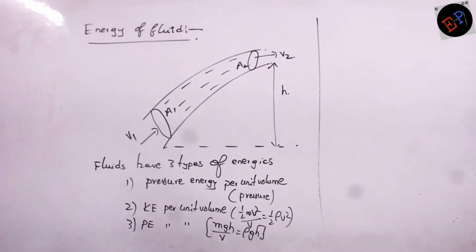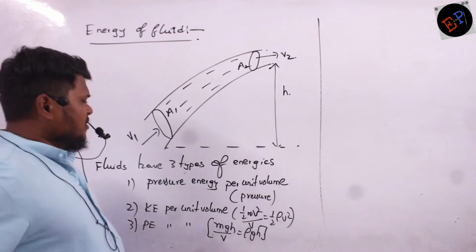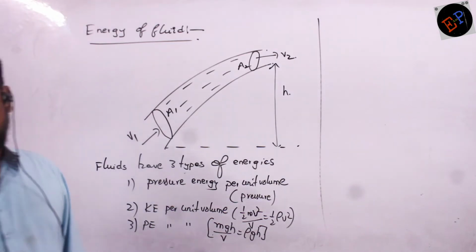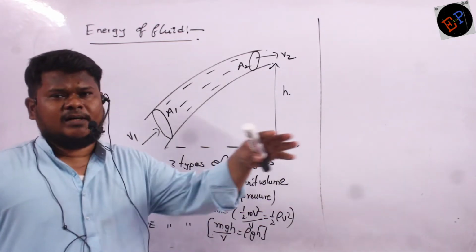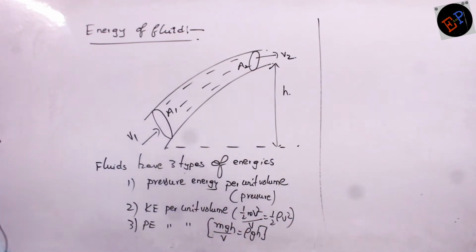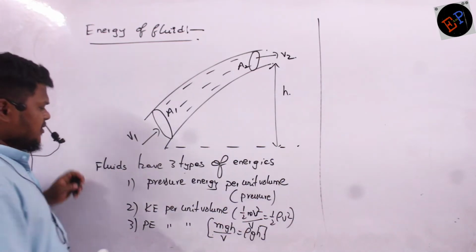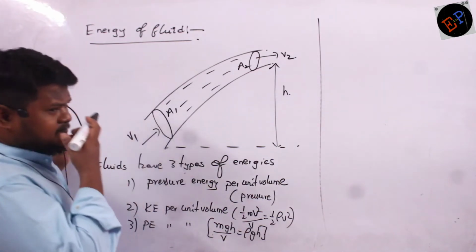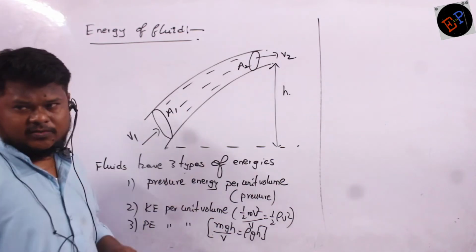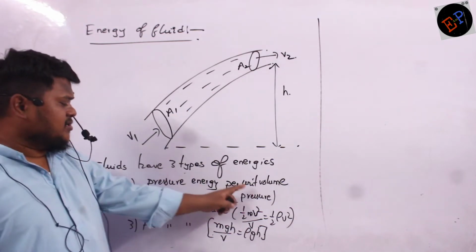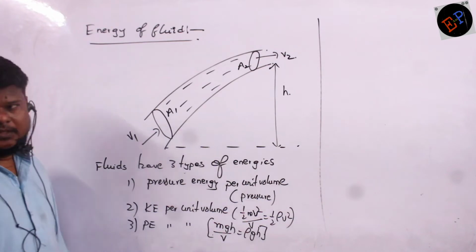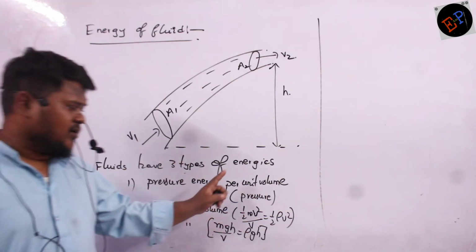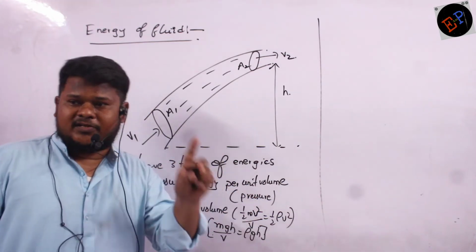Okay. See. So next we are studying about energy possessed by the liquid. Flowing liquid has 3 energies. What are the 3 energies possessed by liquid? Liquid has pressure, no? So pressure energy per unit volume we have to take. And pressure energy per unit volume is equivalent to pressure itself.